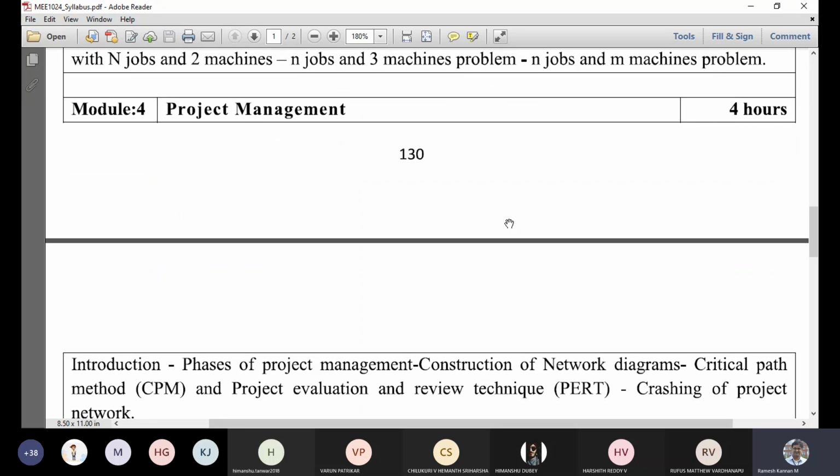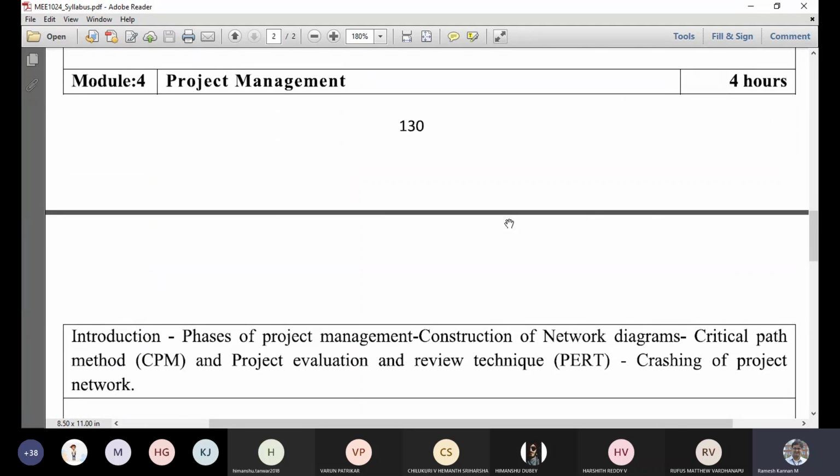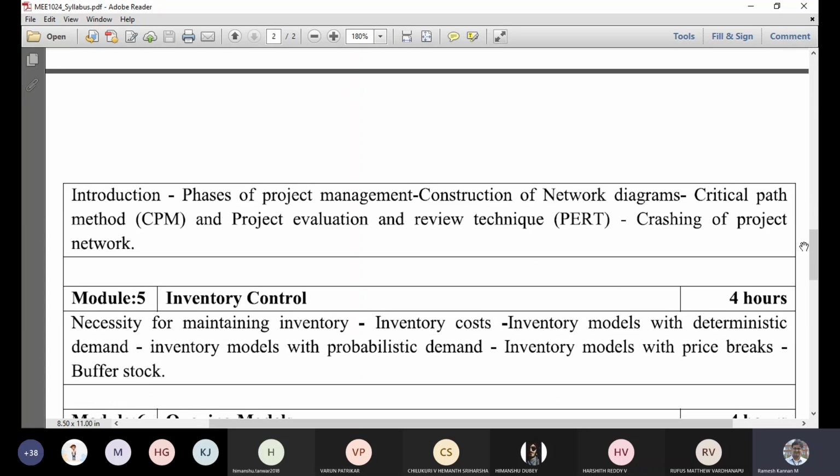And module number 4 is all about a concept that is pretty close to civil engineering. It's called project management. How do you manage a project? So there are 2 different methods. One is called the critical path method. As the name suggests, it is the critical path method, and the next is called PERT, which is nothing but program evaluation and review technique. So these 2 things are very important for civil engineering.